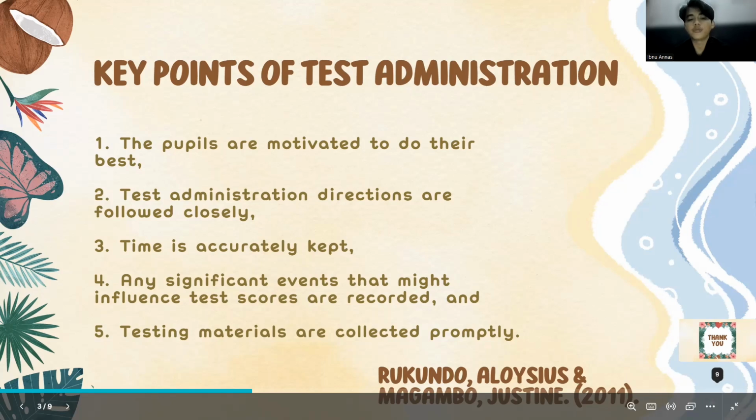Number four and number five have a significant meaning. Number four explains that every test taker's answer sheet must be recorded properly, and the testing materials and answers from the test takers are collected properly. It means they are kept safe in place.